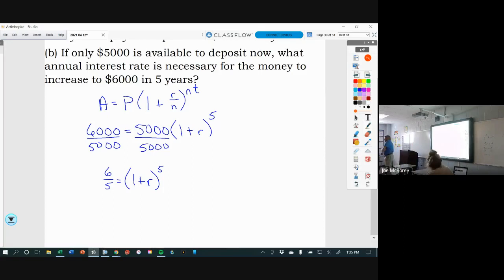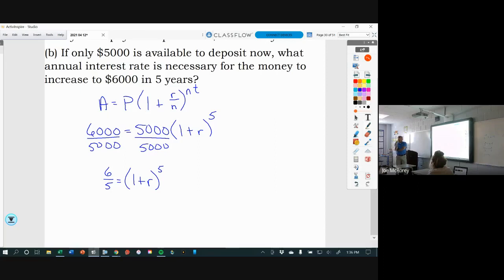I want to get R by itself. What would you like to do next? Could you take the 5th root of it? Yeah, that. Fifth root. What are you trying to do? Get rid of the 5. What happens when you raise a power to a power? You multiply them. How can you turn a 5 into a 1? You raise it to the 1/5 power.